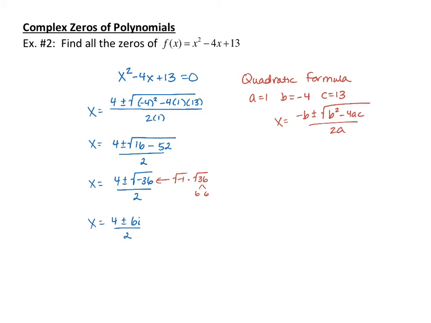We can still keep simplifying. Each of those terms on top is being divided by that 2 that's on the bottom. So 4 divided by 2 is 2, plus or minus 6i divided by 2 gives us 3i. Same zeros that we found when we used completing the square, just a different strategy for coming up with those.